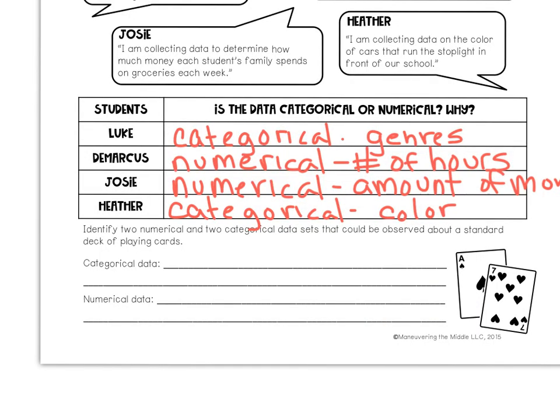Let's move on. Identify two numerical and two categorical data sets that could be observed about a standard deck of playing cards. So let's look at categorical data. Let's think of playing cards. Well, we could do the different color of the cards and the different suits of the cards, meaning whether it's spades or hearts or diamonds or clubs. So our first one could be different colors. And our second one could be different suits.